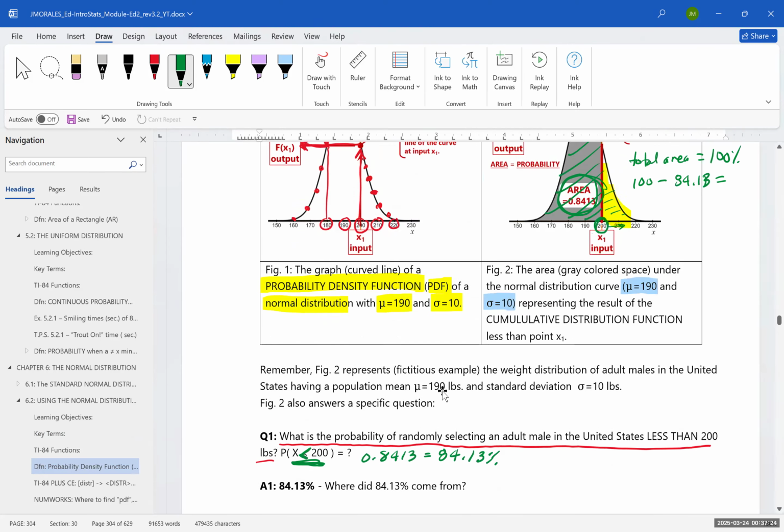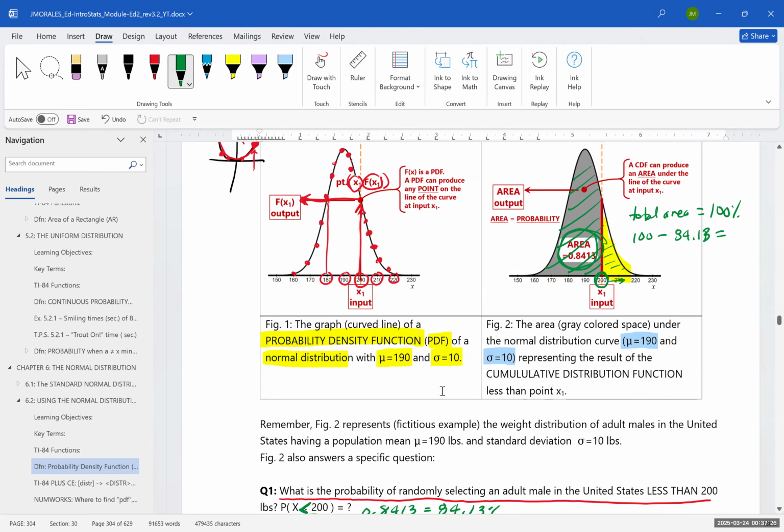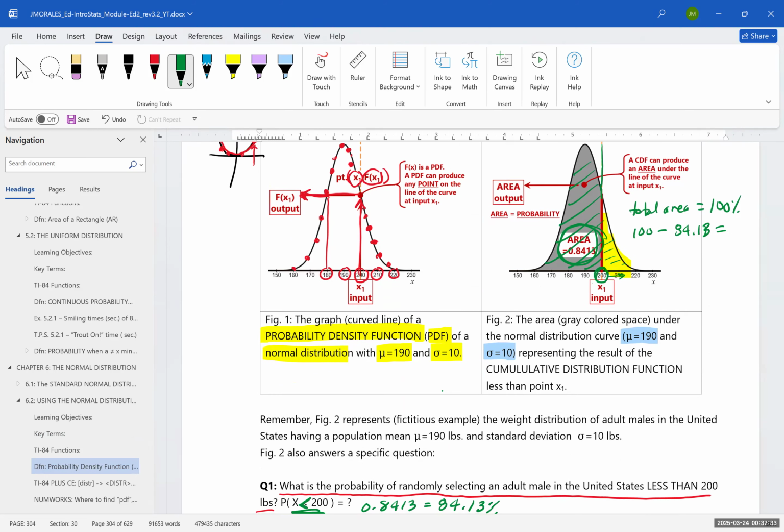All right, so you can see how we can really work with the area under the curve. We just know at what point we want to cut it or splice that area, okay?